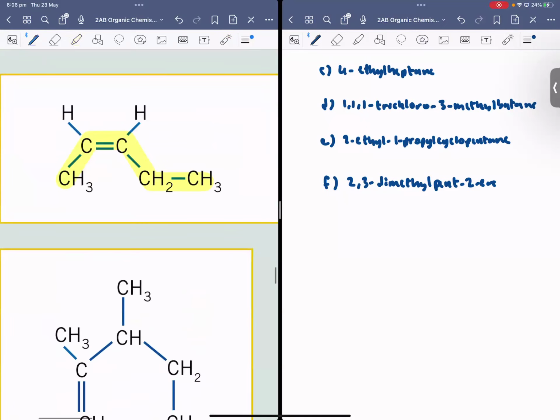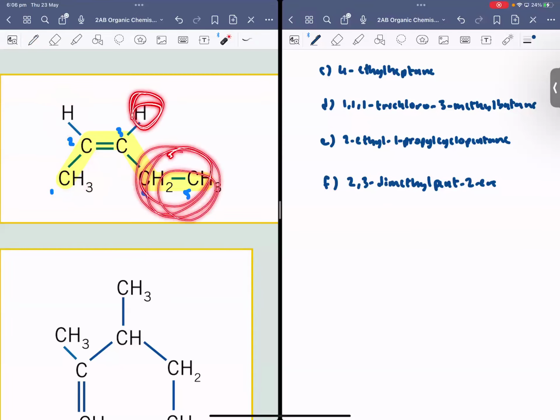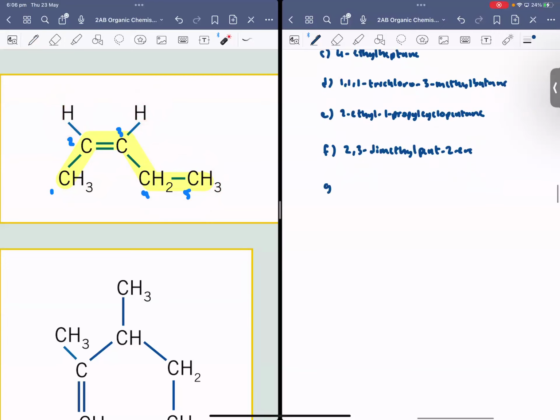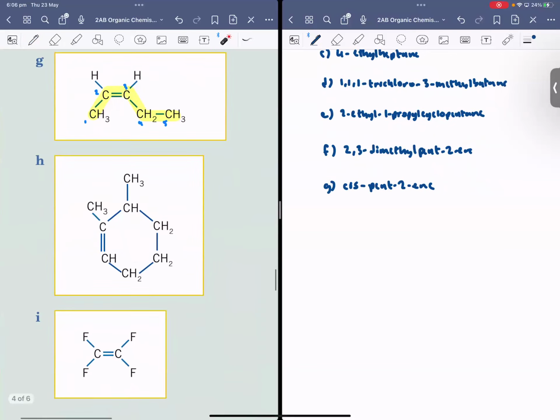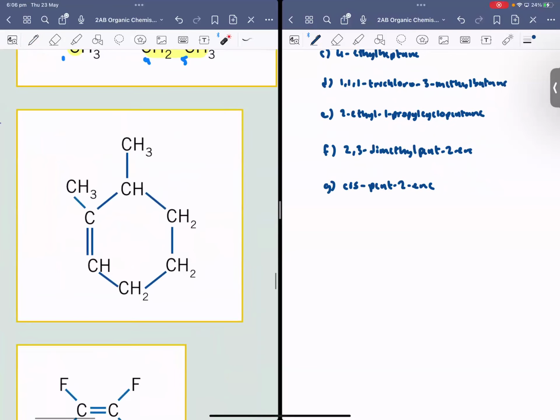So this is 1, 2, 3, 4, 5. Is this different to this? Yes. Is this different to this? Yes. So therefore, there's cis-trans isomerism. And since they're on the same side, it's cis. So G, the answer is cis. 1, 2, 3, 4, 5. So that would be pent-2-ene.